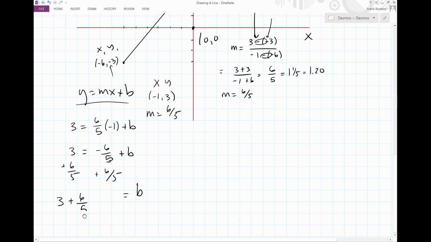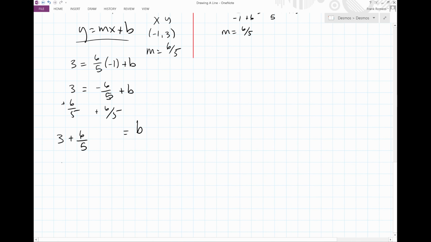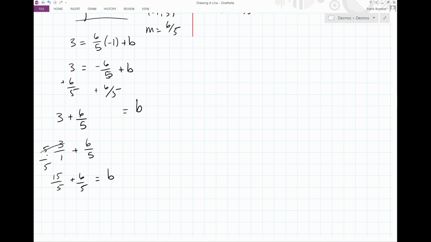plus 6 over 5. Okay, well, we're going to do it old school here. So 3 over 1 plus 6 over 5, we need the same denominators. So this is going to be, what's the denominator between 1 and 5? If we want common denominators, we have to multiply by 5 over 5. That's 15 over 5 plus 6 over 5, which is b. Use your fingers: 15, 16, 17, 18, 19, 20, 21. 21 over 5 equals b.